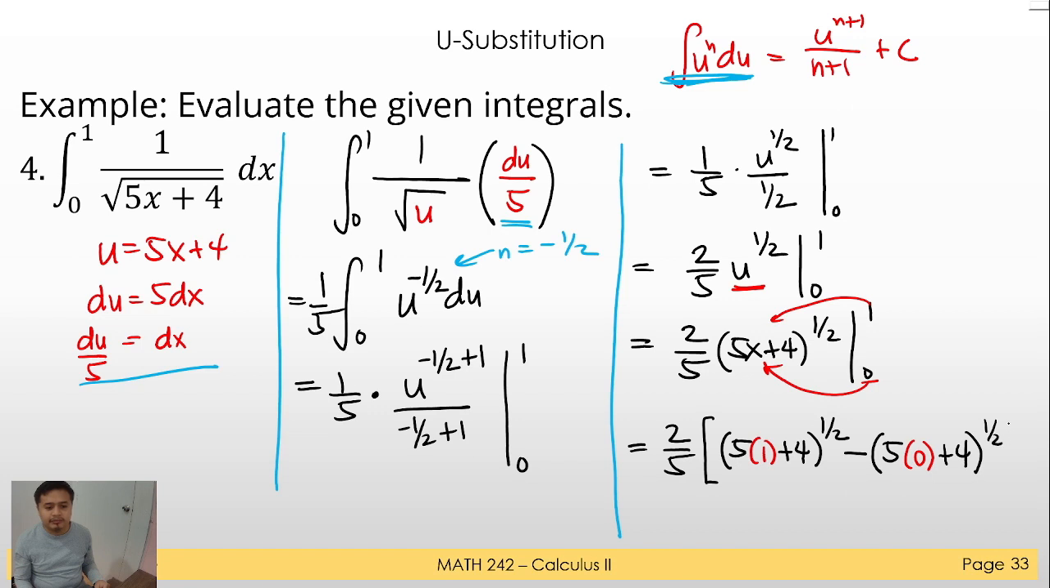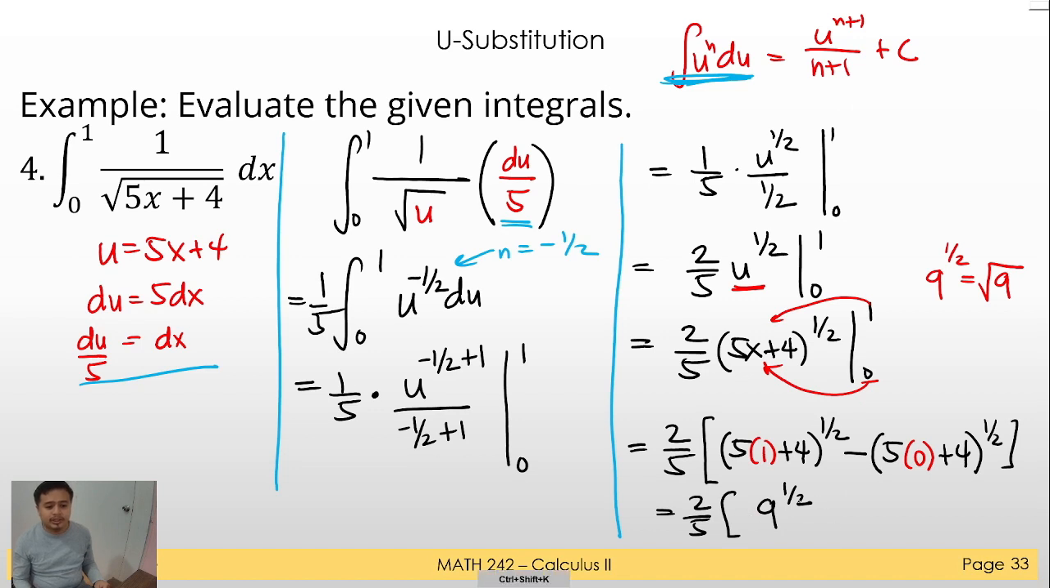raised to 1/2. So we have 2 over 5. This is equal to, so 5 plus 4, that is 9. So 9 raised to 1/2, or in other words, when we're saying raised to 1/2, 9 raised to 1/2 is also the same as the square root of 9.